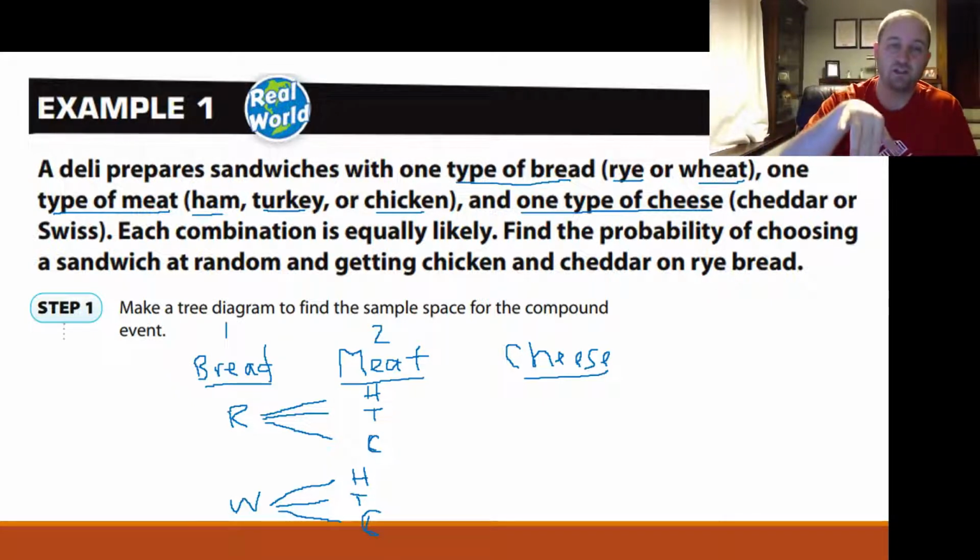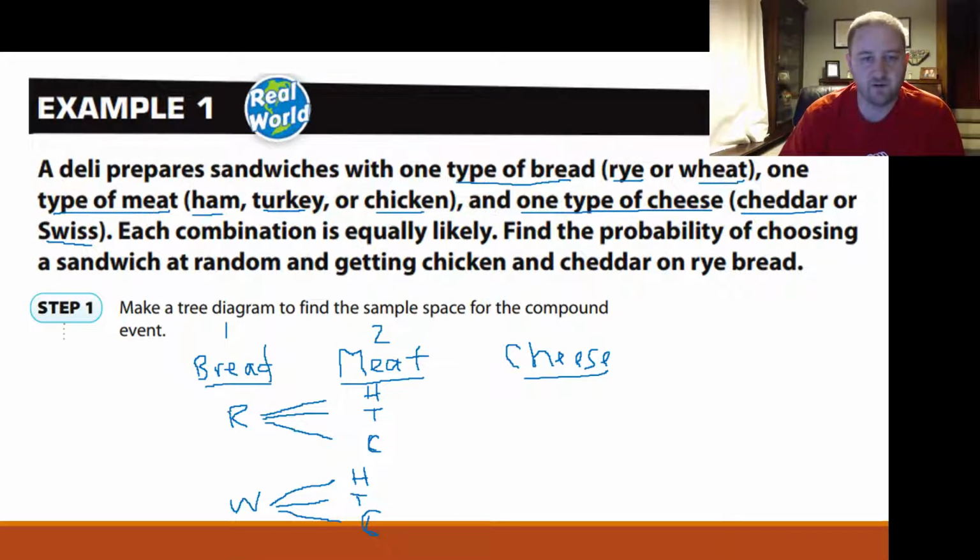Now let's throw in the cheeses. There's 2 types of cheeses: cheddar or Swiss. So branching off from each of these meats, I'm going to do CH for cheddar, just because C is for chicken, and then S for Swiss. I'm going to branch off for each one, so cheddar and Swiss, and this is going to get crowded. For chicken, I'll do cheddar and Swiss. Okay, and then I'll do the same thing for these.